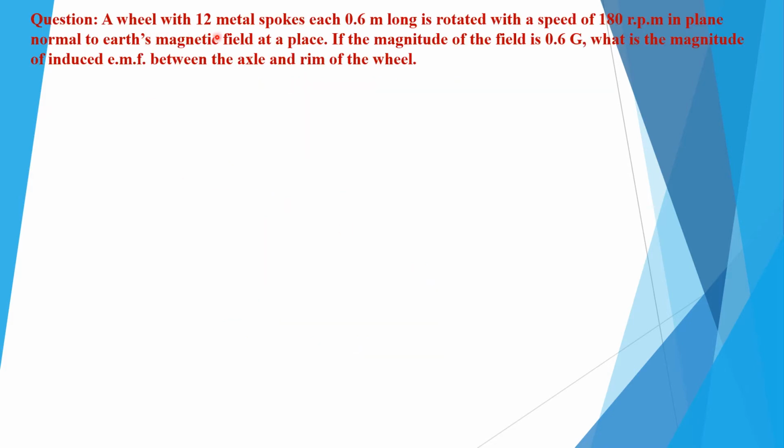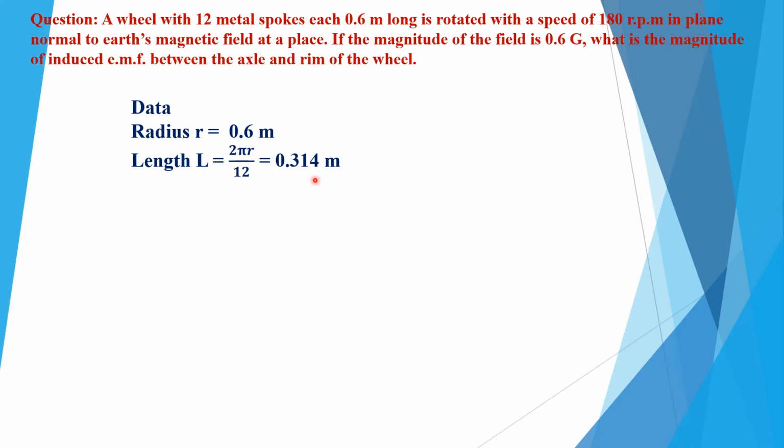Question. A wheel with 12 metal spokes, each 0.6 meter long, is rotated with a speed of 180 rpm in a plane normal to Earth's magnetic field at the place. If the magnitude of the field is 0.6 Gauss, what is the magnitude of the induced EMF between the axle and the rim of the wheel? Radius is equal to 0.6 meter, and length is equal to the circumference of the circle, 2 pi r, and there are 12 metal spokes, that's why we divide it by 12.